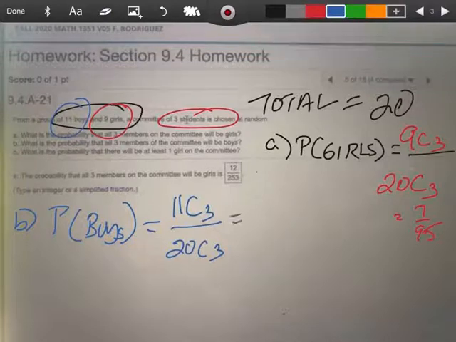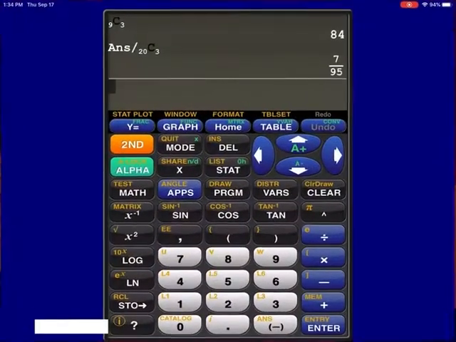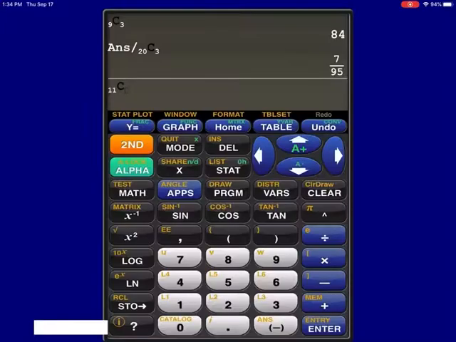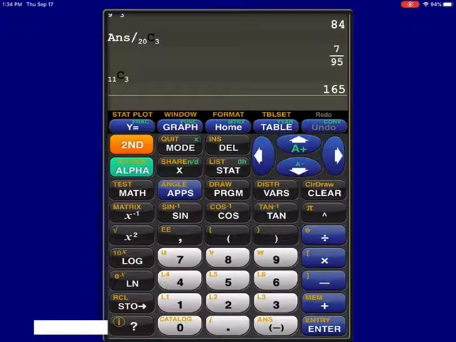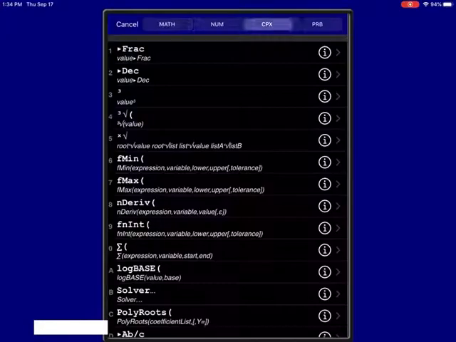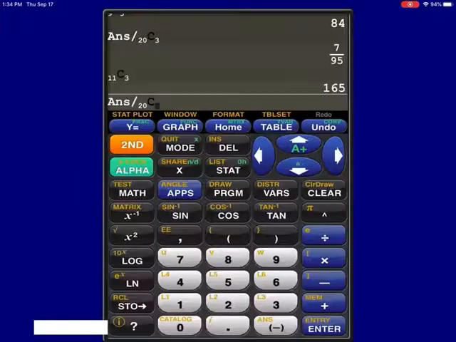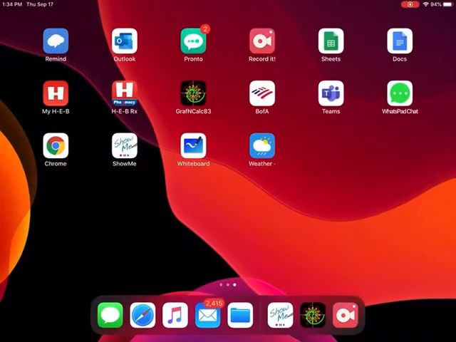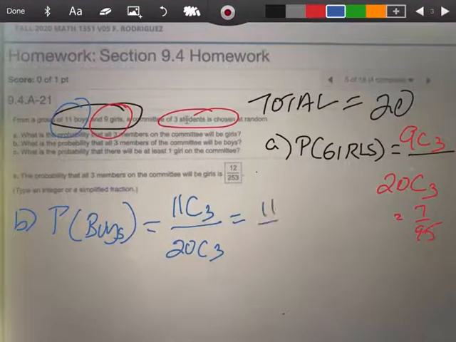Okay. And now I'll do the same thing on my calculator. So let me come here and just go 11 math PRB choose 3 divided by 20 math PRB choose 3, and I'm coming up with 11 over 76. So 11 over 76.